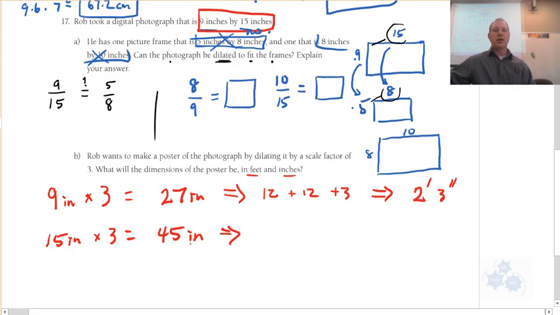Okay? Why don't you guys try this, 45 inches. How many full feet and how many leftover inches would that be?